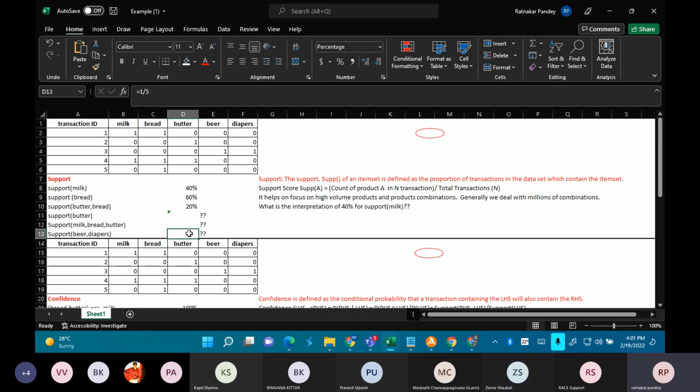So now what is support? Who can tell me, based on what we just went through? What is the significance of this? Okay. But why should we worry about it? I mean, why should we know how frequently this is bought? Why should we worry?